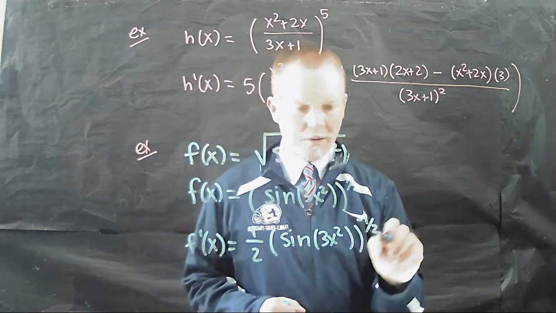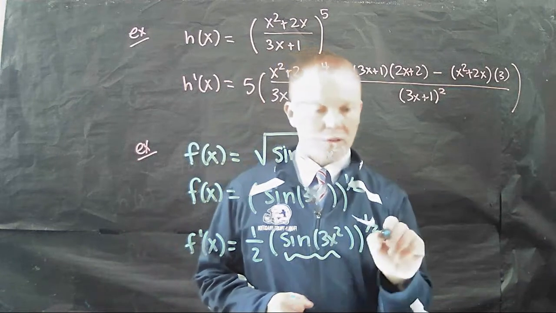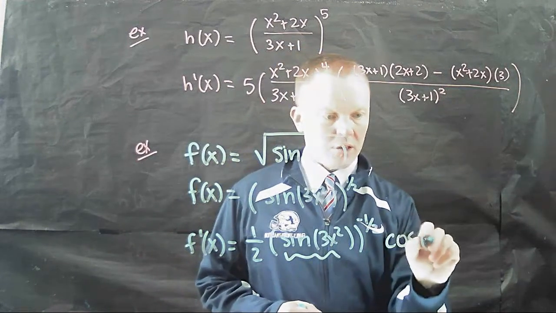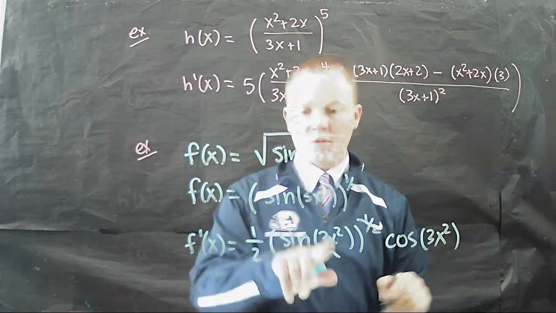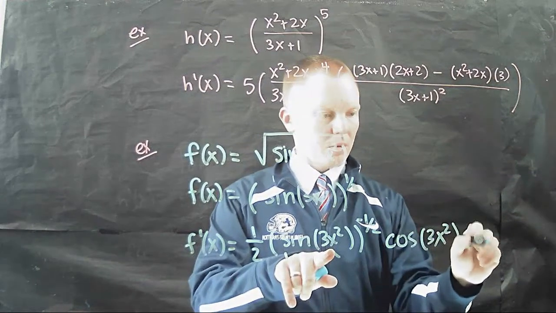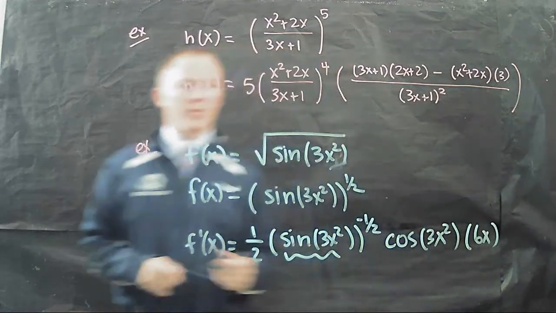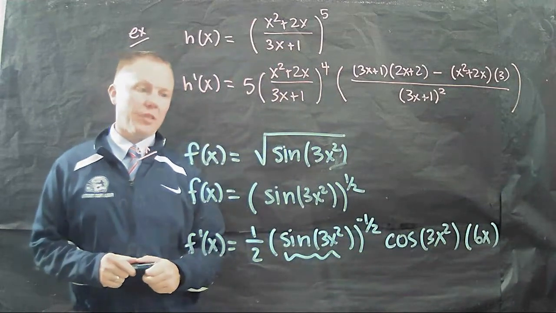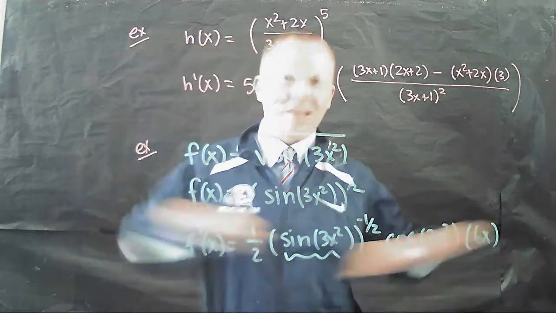Times the derivative of the inside. Now the derivative of sine of 3x squared is going to be cosine of 3x squared times the derivative of the 3x squared, 6x. Okay? And there we go. That's the derivative.